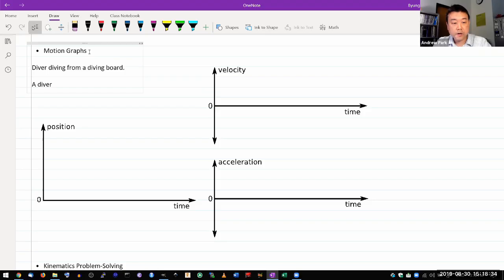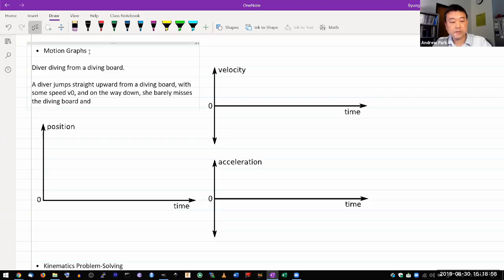A diver jumps straight upward from a diving board with some speed v naught, and on the way down, she barely misses the diving board and dives straight into the pool. And I think your homework question ends here, but let me add a little bit more so that I have a more interesting motion graph to sketch.